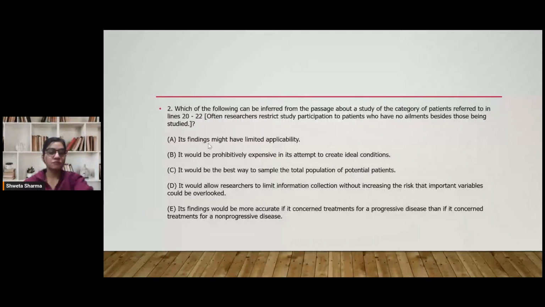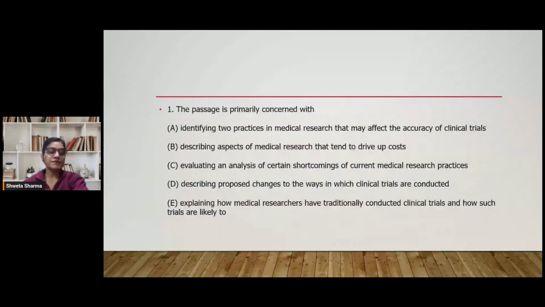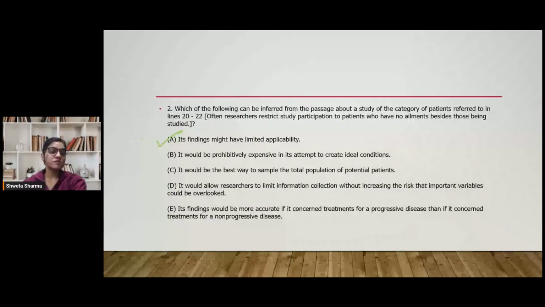So let me tell you the answers for both the questions very quickly. So here the answer is A, and this is D. I'll tell you why and how. I hope you marked it correctly. Let's have a look at the passage together first and then we discuss it.